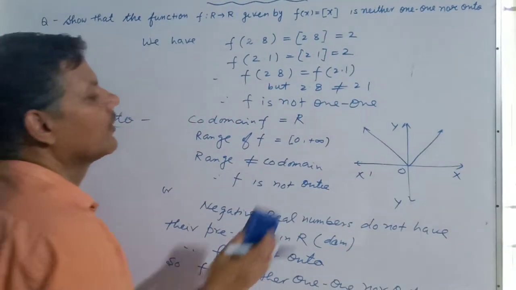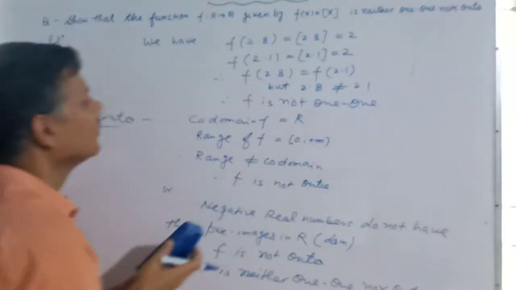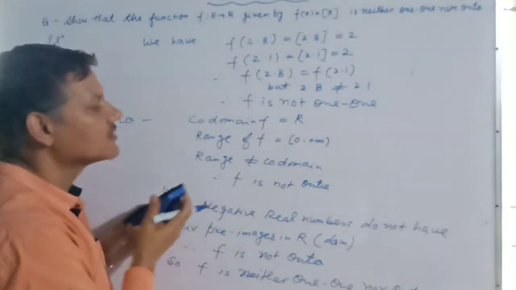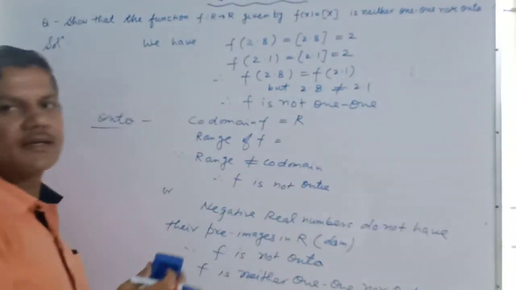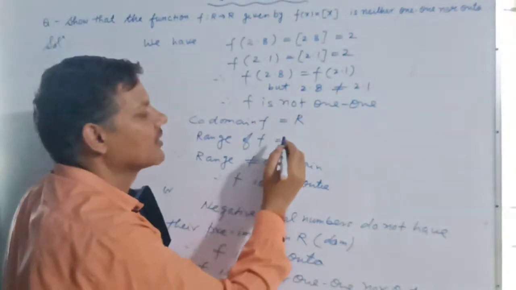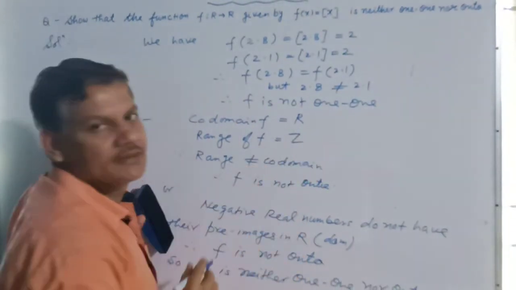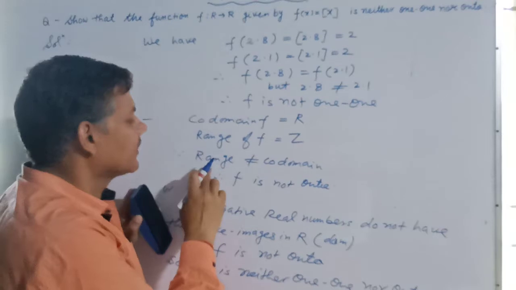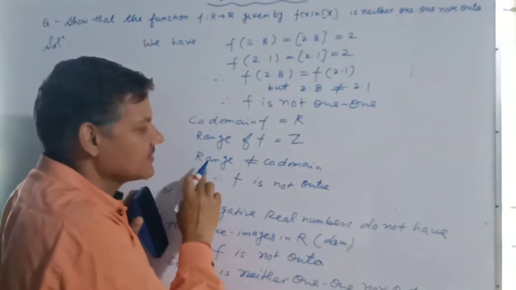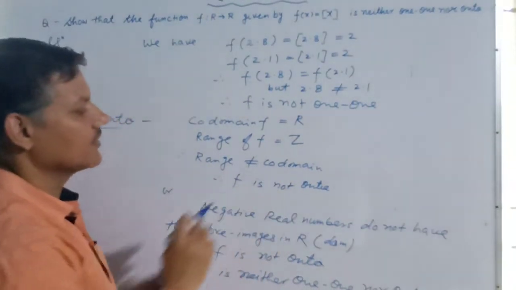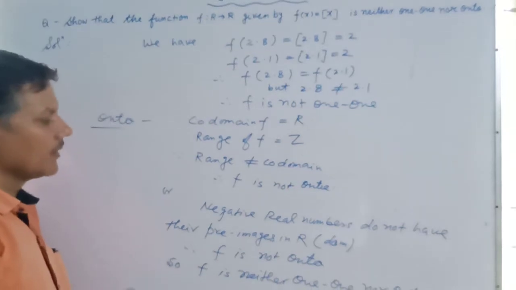At the same time we may use this method. The codomain is R. Then what about the range of the greatest integer function? As you know from class 11, it is actually the set of integers, and here again the same case arises: the range is not equal to the codomain, that's why f is not onto function.